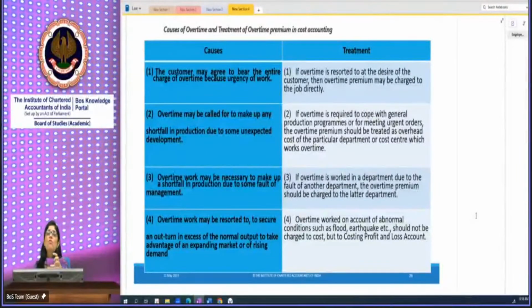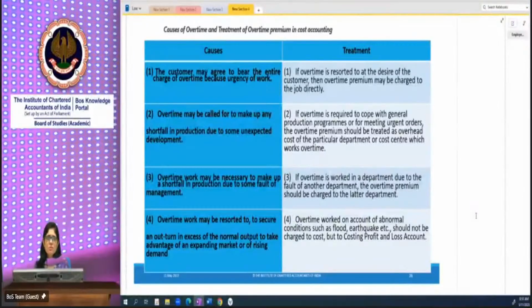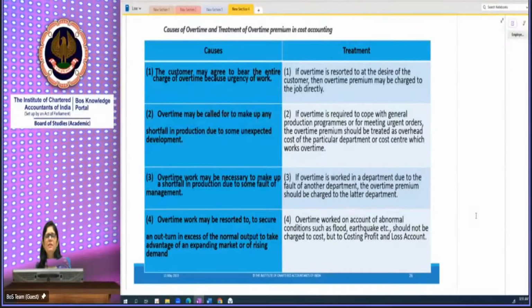Whatever overtime I'm paying to my workers, I will be charging to that customer only, because of that customer we have to work overtime. So the cost of overtime will be charged to the order of that customer only. Clear? Because he's saying he wants it on an urgent basis, he has to bear a high cost for that order.